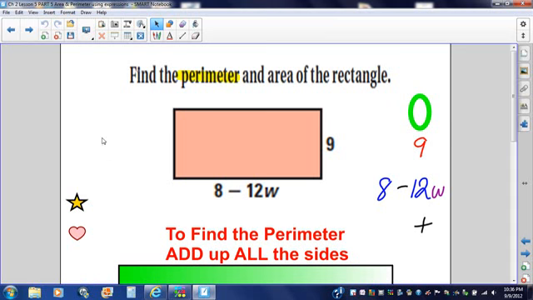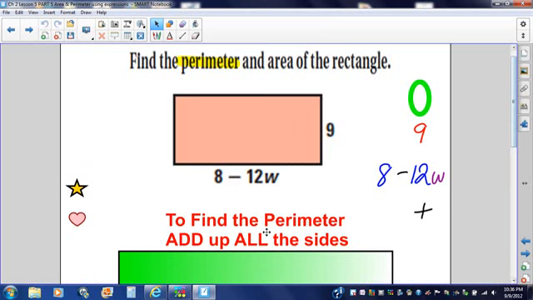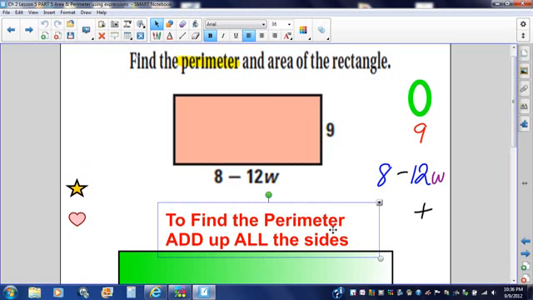Alrighty, if you would, please draw yourself a rectangle. Label one side 8 minus 12w. Label this side 9. The first thing we're going to do is find the perimeter. Remember math, to find the perimeter, we're going to add up all the sides.